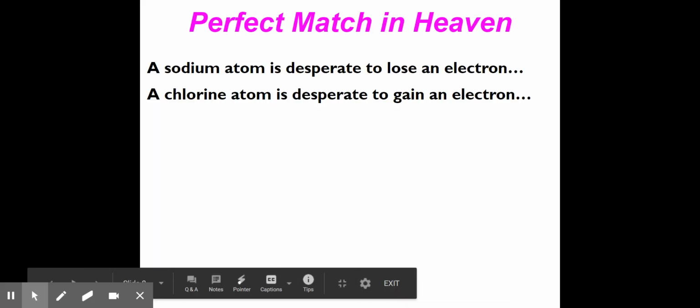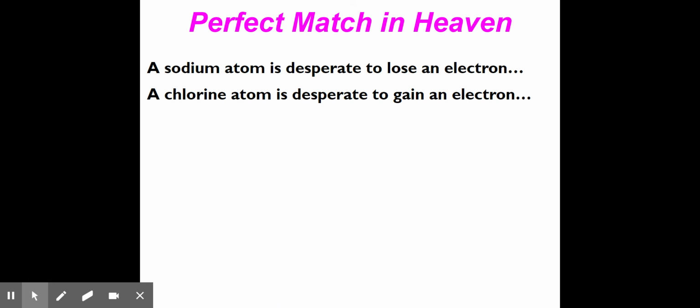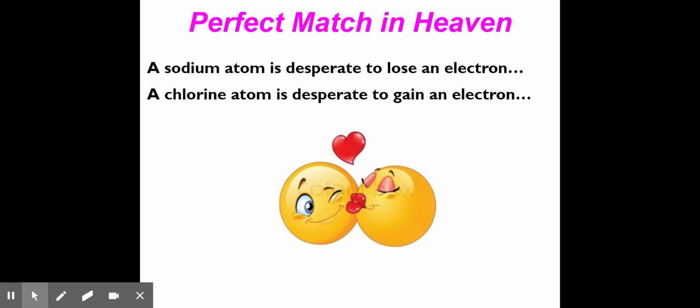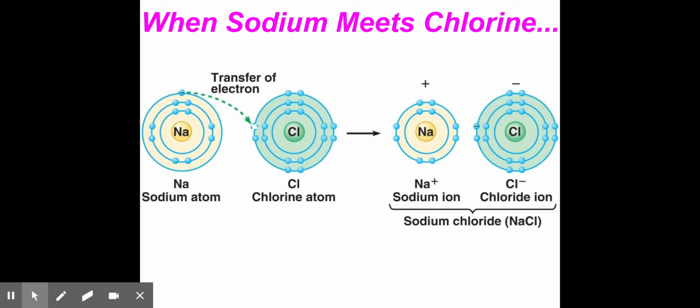Okay, so basically, when sodium met chlorine, sodium is desperate to lose an electron. It wants to give the one away, and the chlorine really wants to get one. So when they met each other, they love each other. Okay, sodium ion and chlorine ion is the perfect match in heaven. This is what happened when sodium meets chlorine atom.